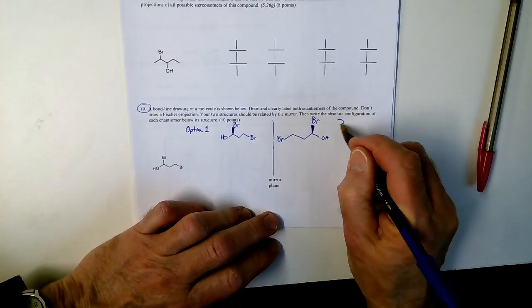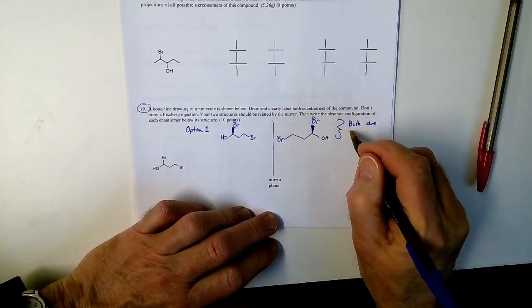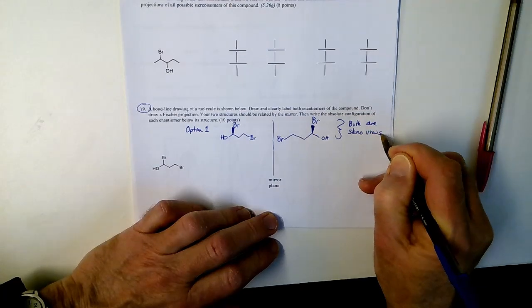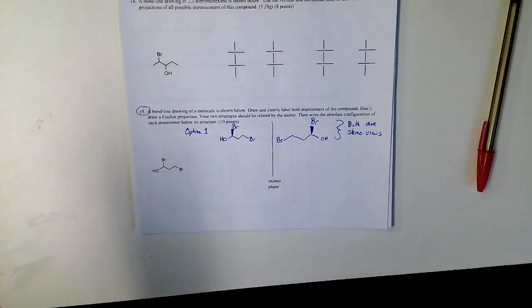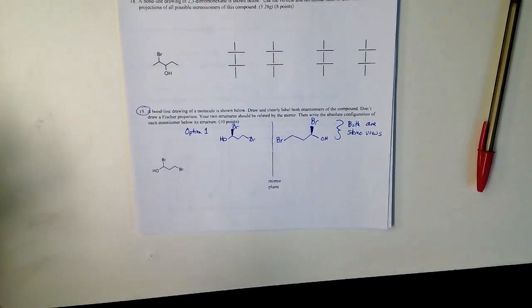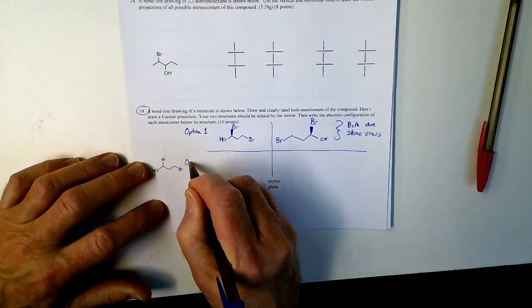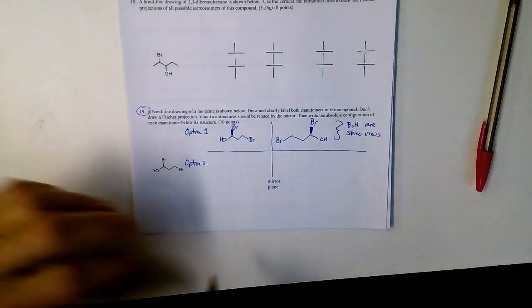Notice both of these are stereo views. That means that they've got at least a wedge or a dash, something somewhere, so that you can tell where things point in 3D. Okay, that's one way to do it. Here's option 2. And option 2 is start with something that we started with and that you're all pretty comfortable with.